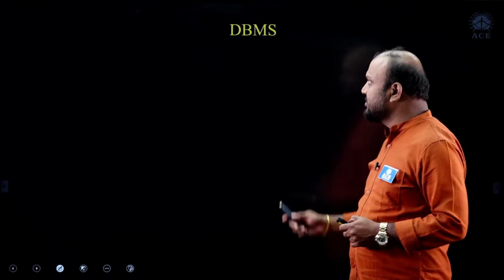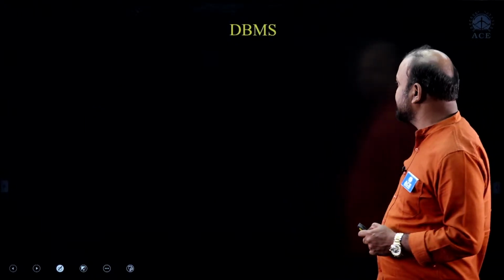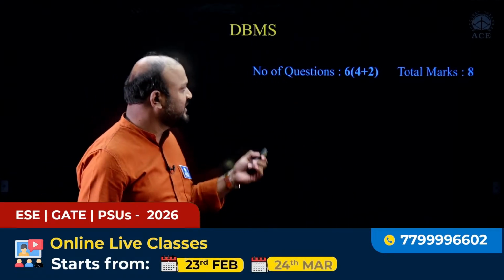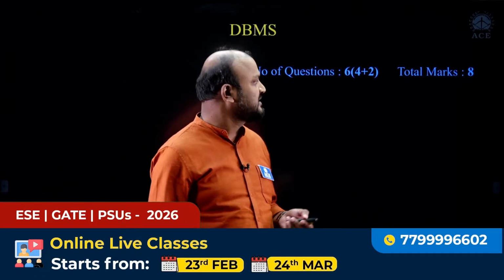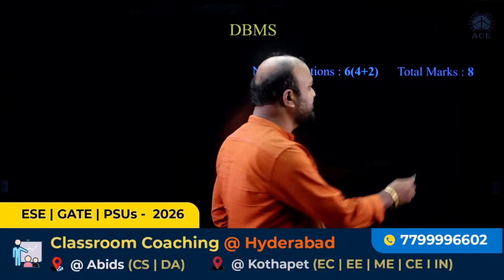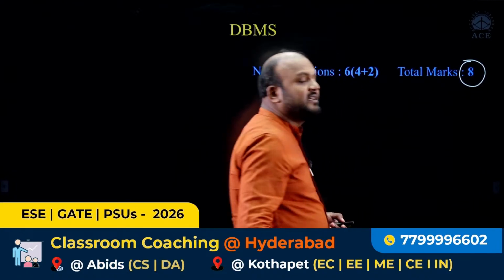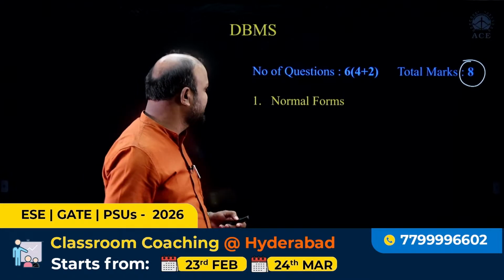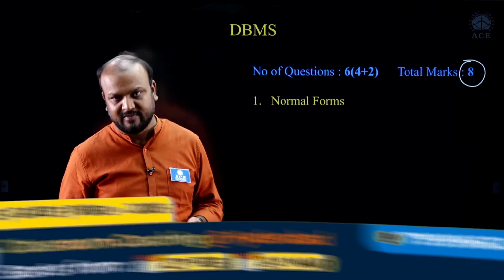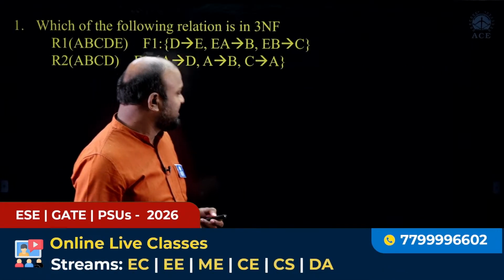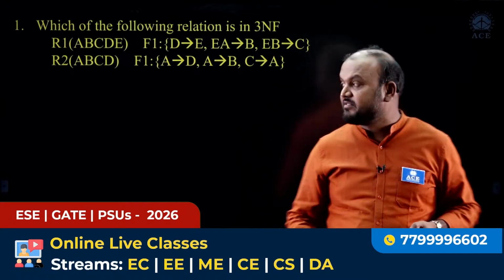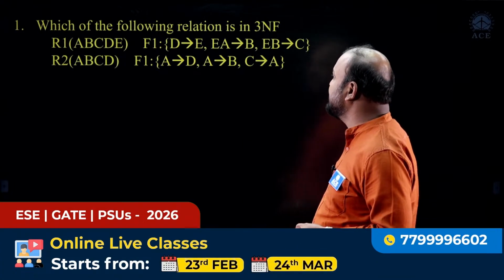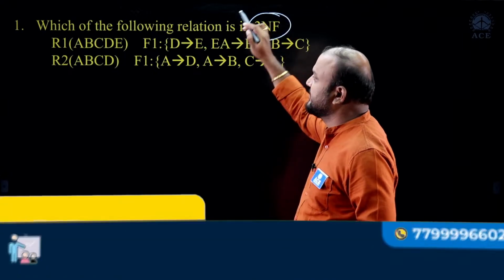First, I'll talk about database management systems. As I heard, from DBMS we got 6 questions, that is 4 plus 2, totally 8 marks came from DBMS. In that, so far I have received only one question, that is a question from normal forms. The question is something like this. Which of the following relation is in third normal form?